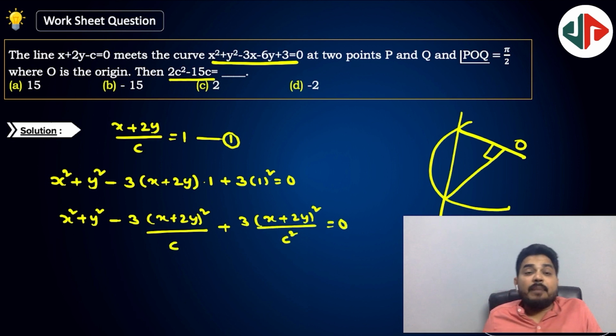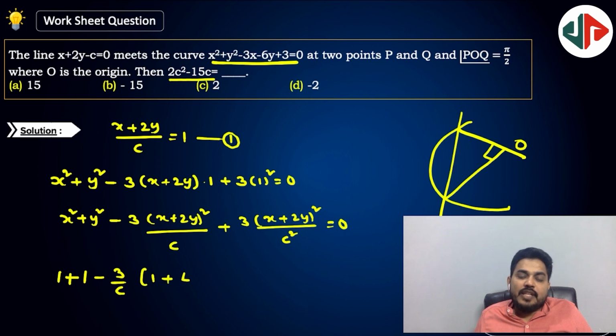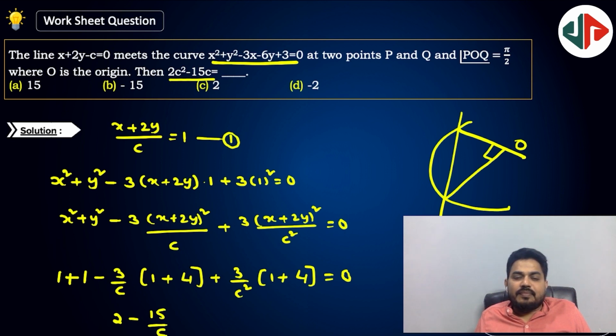It is representing a pair of perpendicular lines. So x square coefficient plus y square coefficient must be 0. Here x square coefficient 1, y square coefficient 1. Here minus 3 by c into x square coefficient is 1, y square coefficient is 4. And here plus 3 by c square, x square coefficient 1, y square coefficient 4, is equal to 0. So this is 2 minus 15 by c plus 15 by c square is equal to 0.